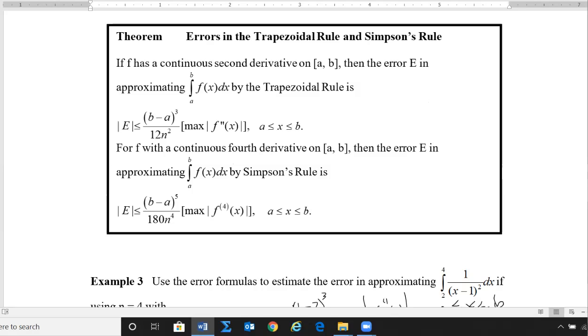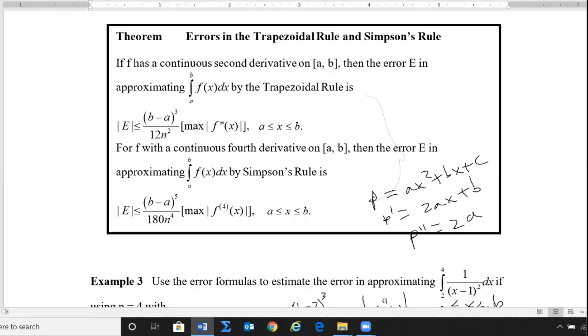So with Simpson's rule, when you're using a quadratic, you know your error is going to be 0. So you will have an exact answer. Because a quadratic might look like this: ax squared plus bx plus c. And p prime would be 2ax plus b. P double prime would be 2a. And p triple prime would be a 0. So the 4th derivative of p would also be a 0.